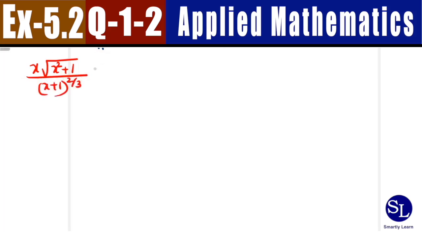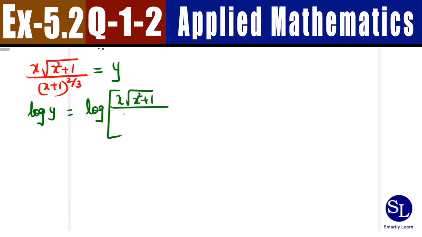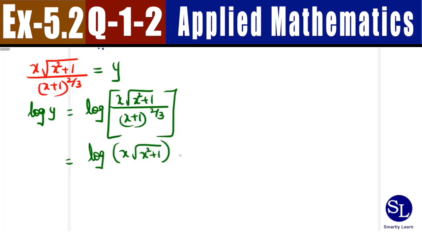So first let's assign this to a variable y. I'm going to take logarithm on both sides. So log y is equal to log of numerator by denominator. So it is going to be, first let's write this so we'll understand, x into root of x square plus 1 divided by x plus 1 the whole power 2 by 3. So this is log of a by b. I'm splitting this as log of x into root of x square plus 1 minus log of x plus 1 the whole power 2 by 3.